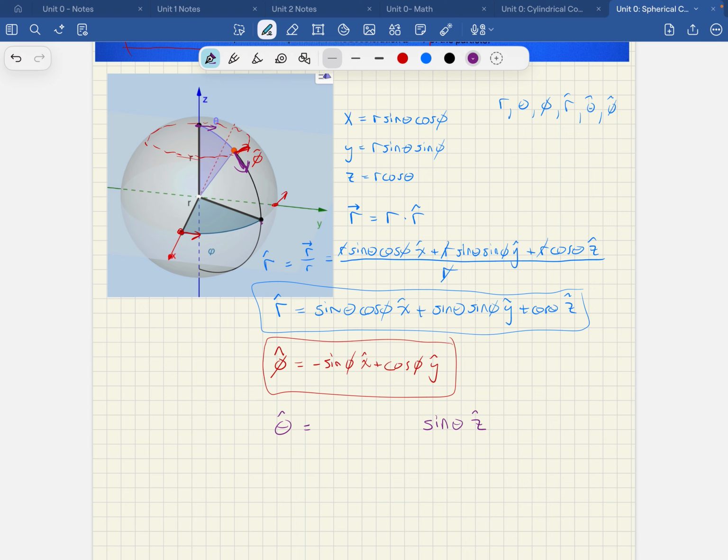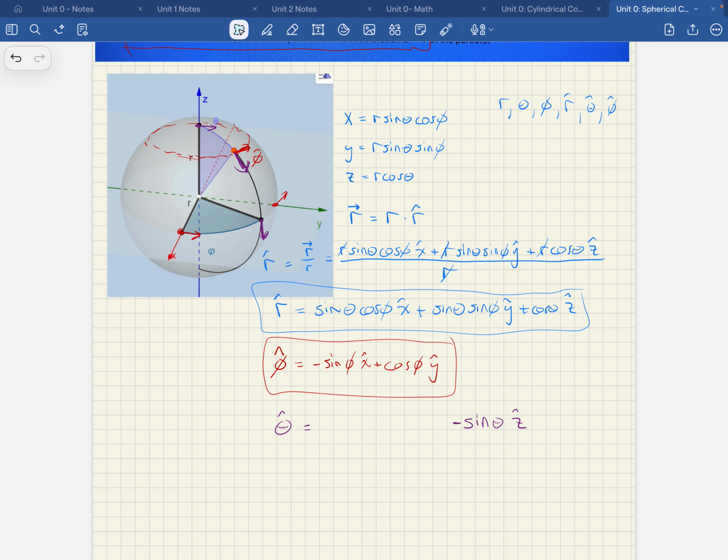When theta is 90 degrees, the z component points straight down. So that actually sounds like minus sine theta z hat. And it doesn't look like the z component depends on phi much, because it's going to point straight down regardless of what the angle phi is. So that means that we're going to have cos theta for both of the other terms.